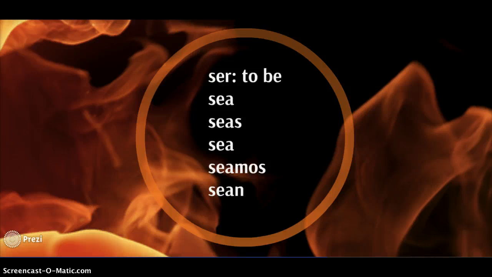Next is ser, to be. This reminds me of the sea, like the ocean, or Sean Connery, okay? S-E-A. So, que yo sea, que tú seas, que él sea, que nosotros seamos, que ellos sean.